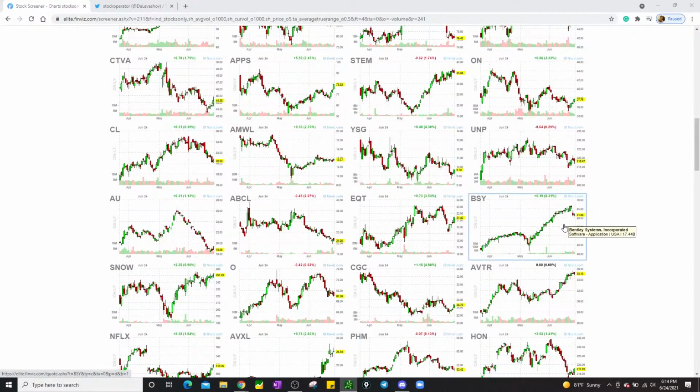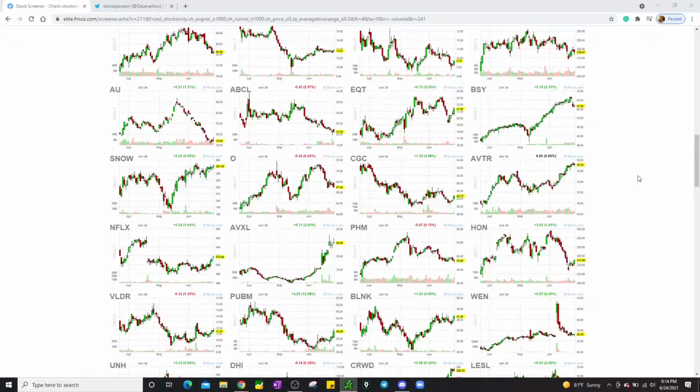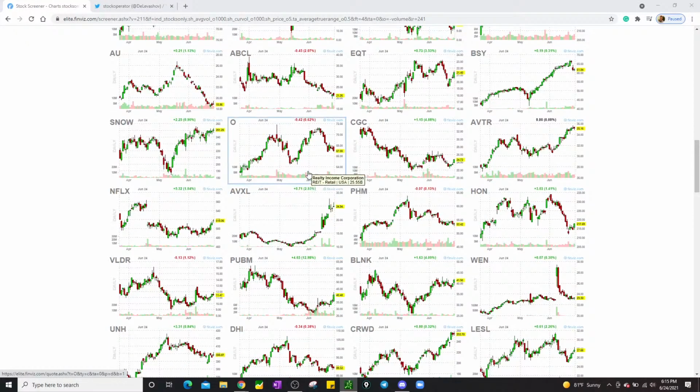BSY looks interesting for the short setup. I'll put this on watch. BSY. Then this one, what is this? Retail. O.